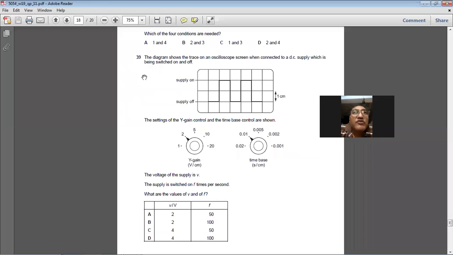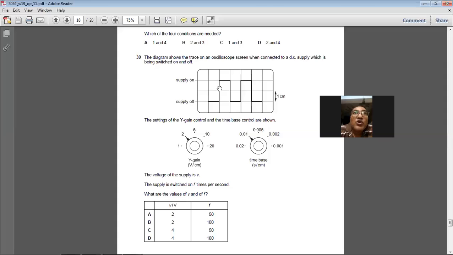The diagram shows the trace on an oscilloscope screen when connected to a DC supply, which is being switched on and off. The settings of the Y-gain control and the time-base controls are shown. So this is the Y-gain setting. It is set on 2. It means that one vertical division is equal to 2 volt.